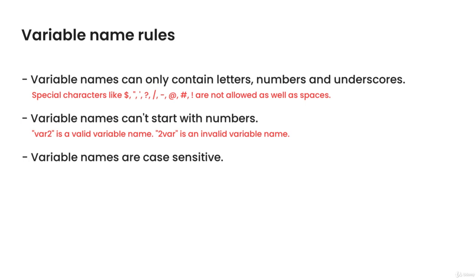Variable names are case sensitive. Like I said in the previous lesson, Python is a case sensitive language. So if we create a variable called age and we try to call it by age with a capital A, Python is not going to find it and it will result in an error.